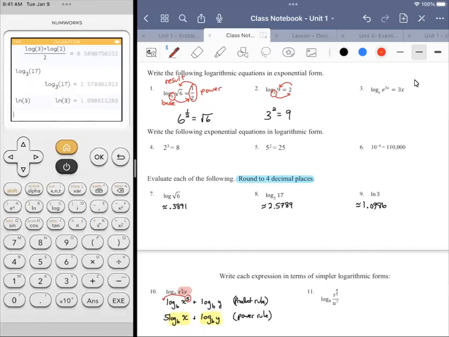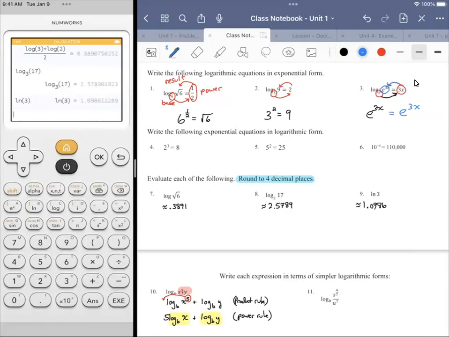I guess I could do it again for this one. E to the 3x. By going from here to here, we get e to the 3x, and that's going to be equal to whatever's contained within the log, which happens to be e to the 3x. All right, so it's just practice going around the circle.